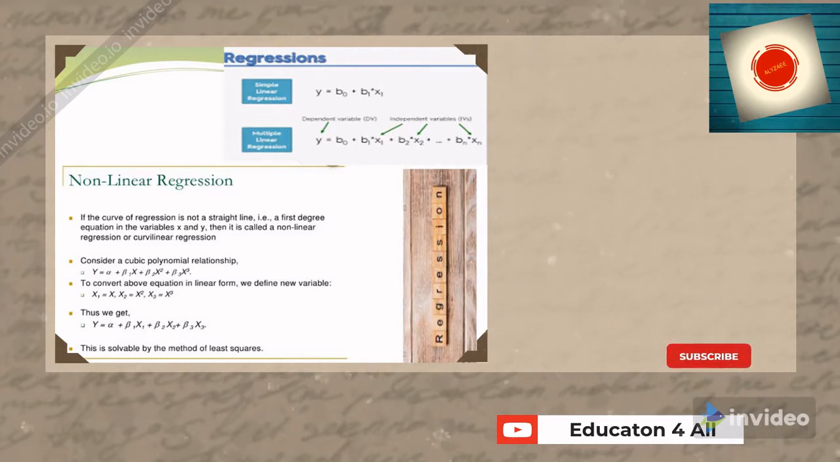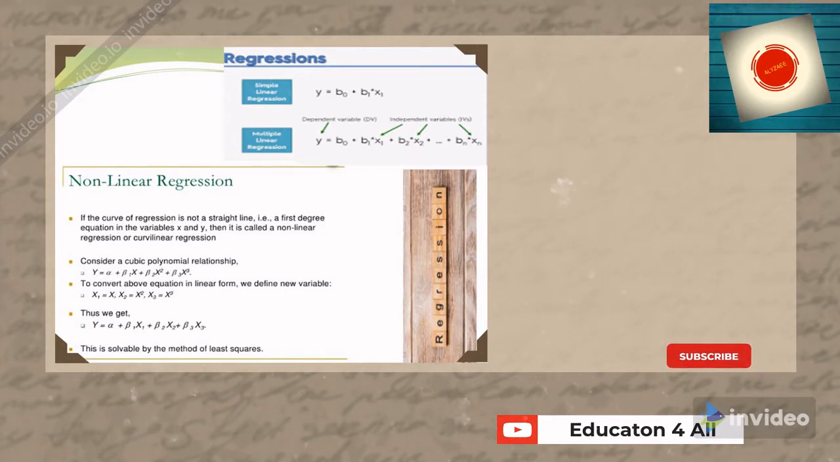y is equal to alpha plus beta 1 x, plus beta 2 x squared, plus beta 3 x cube. To convert the above equation into linear form, we define new variables. What are those new variables? x1 is equal to x, x2 is equal to x squared, x3 is equal to x cube. If we define these in this way, the equation becomes, for the dependent variable y, alpha plus beta 1 x1 plus beta 2 x2 plus beta 3 x3.